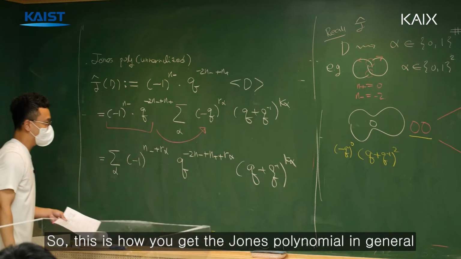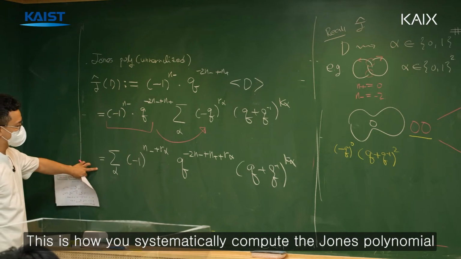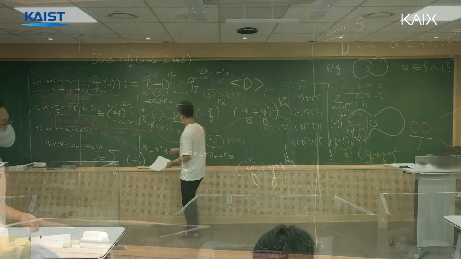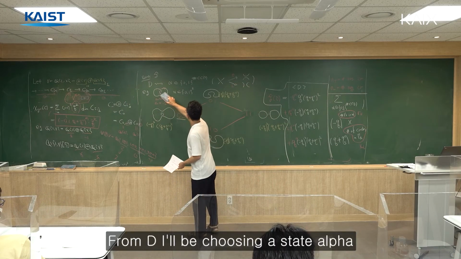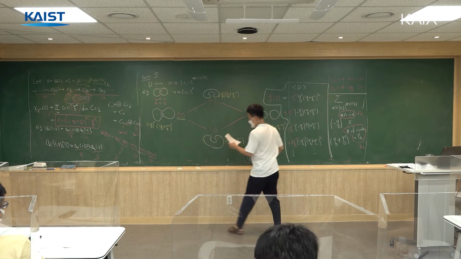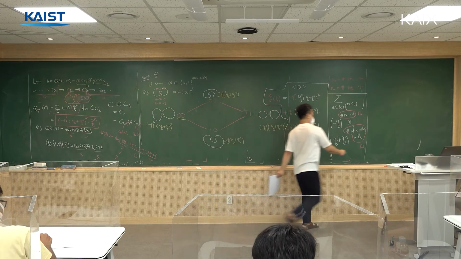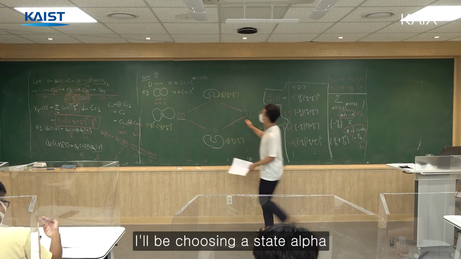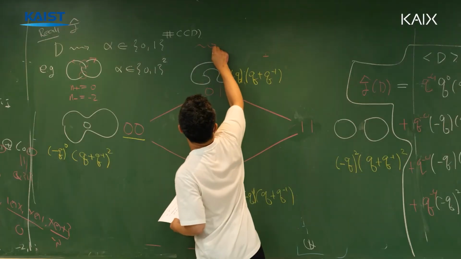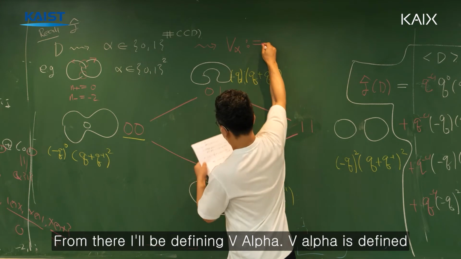So this is how you get the Jones polynomial in general. This is how you systematically compute the Jones polynomial. From D, I'll be choosing a state alpha. And from there, I'll be defining V alpha. V alpha is defined in this way.